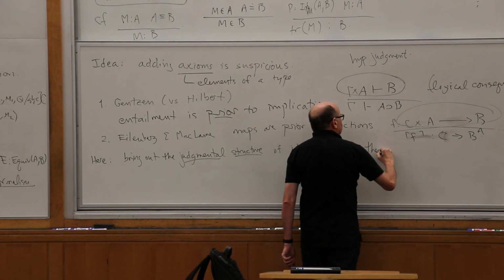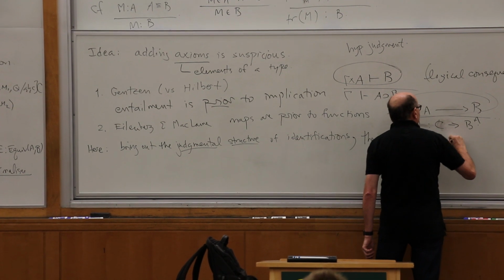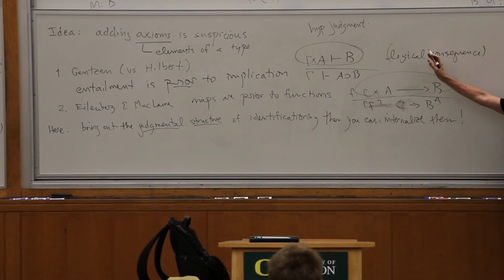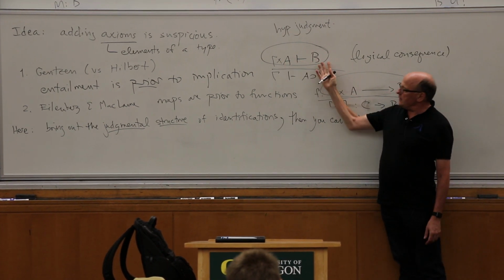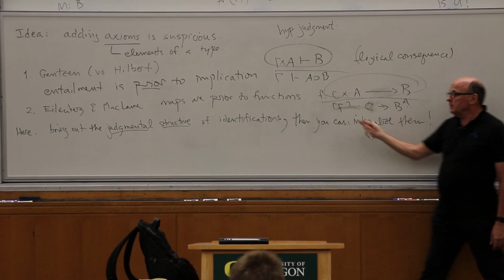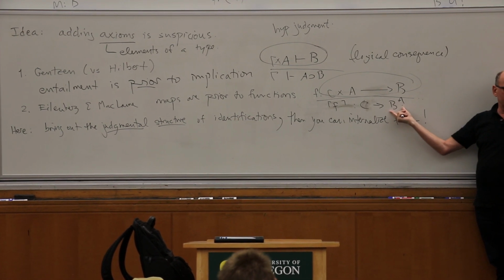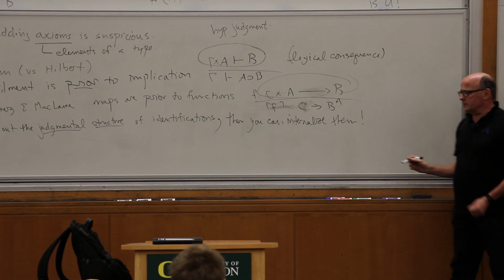Then you can internalize them in a type. See, in both cases, this is a kind of internalization. The external, if you will, entailment is internalized by the connective, A implies B. The external idea of a map is internalized, if you will, by the exponential object B to the A. So we use the word internalization for that.